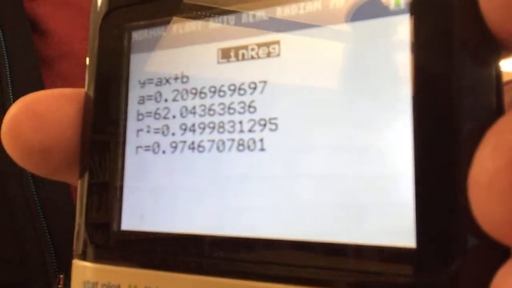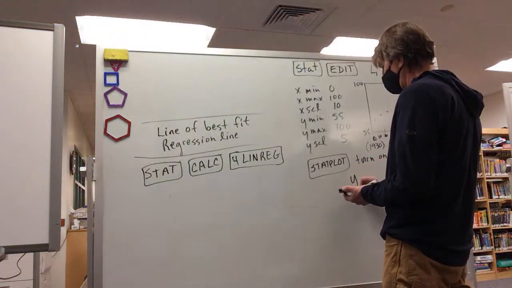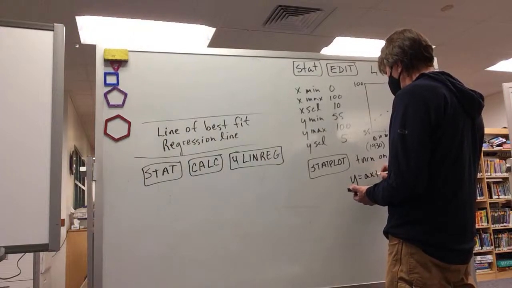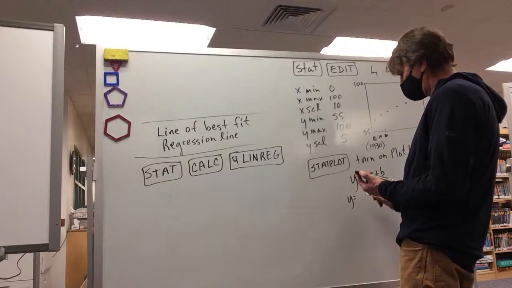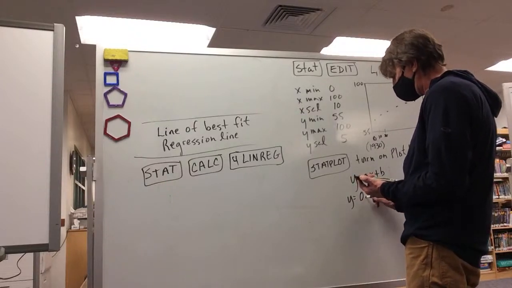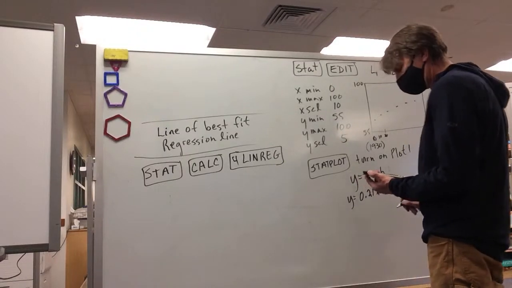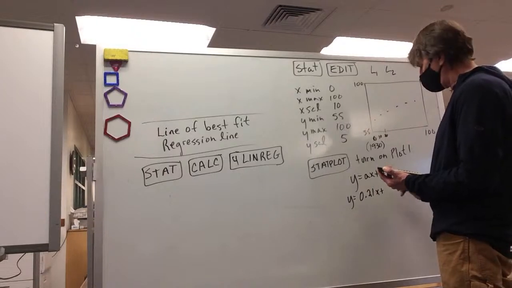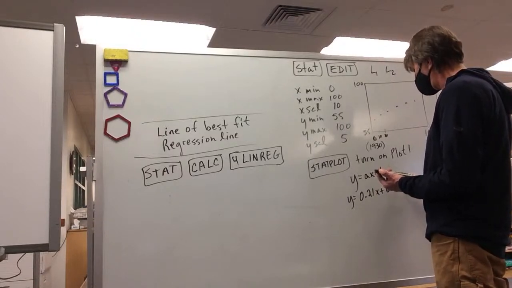and then the y-intercept is the variable b. Now there's a lot of place values. You don't need so many. I think what we should do is write this thing in the form of y equals ax plus b. And I'm going to choose to go 0.21. I'm going to round that off to the nearest hundredth for the slope, x plus, and then the b value is going to be 62.04.